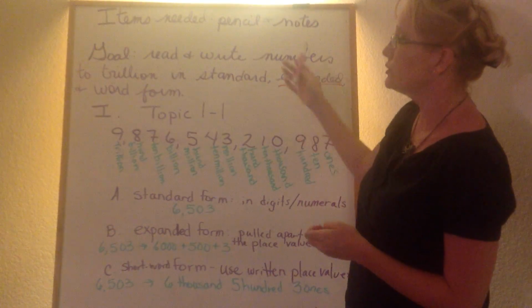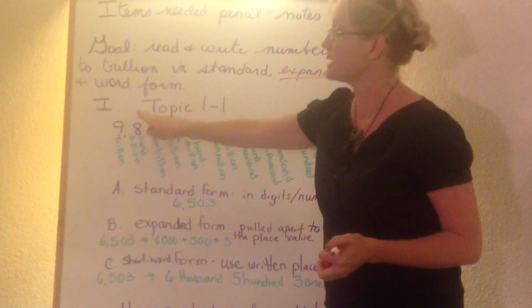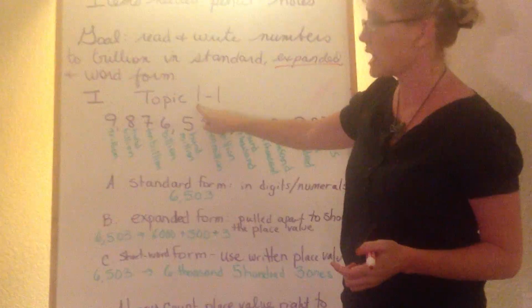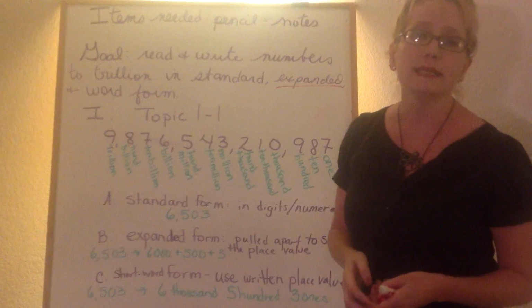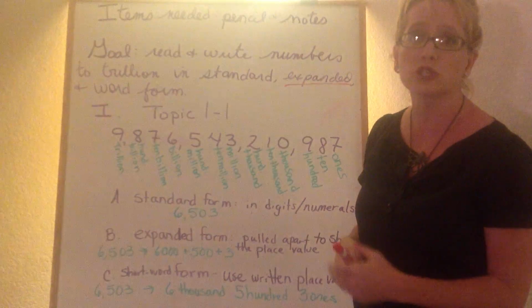So what you're going to do in your notes is you're going to write a Roman numeral number 1, and you're going to write topic 1.1. This lets us know we're in the first chapter and it's the first lesson. So the first thing that we need to do is to learn the place values up to trillion.